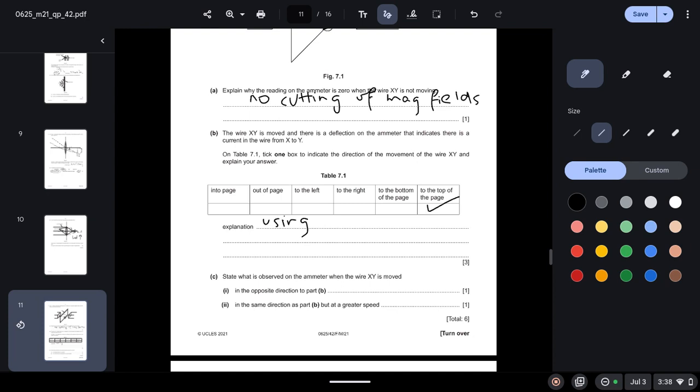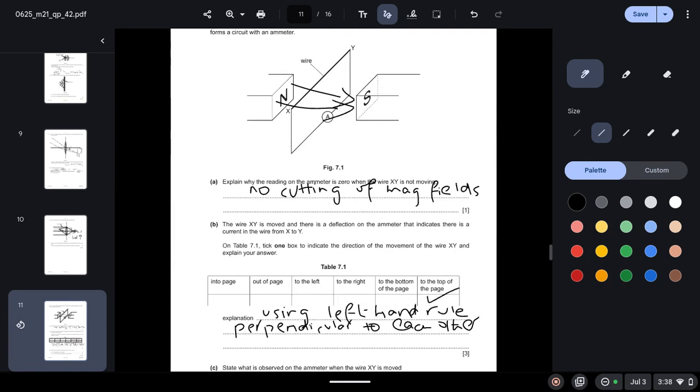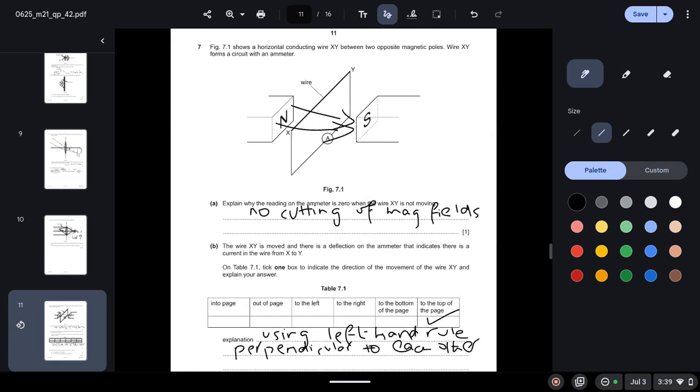So using the left hand rule, the fingers are perpendicular to each other. So your thumb indicates the direction of motion, your index finger indicates the direction of the magnetic field, and your middle finger indicates the direction of current. So whenever there are questions like this, you must also always use the Fleming's left hand rule.